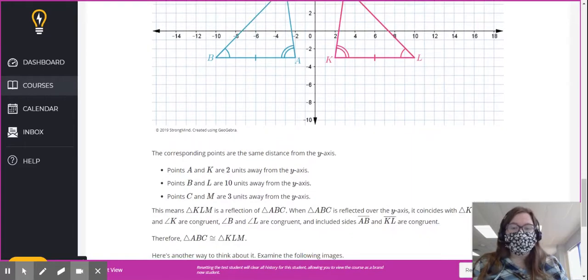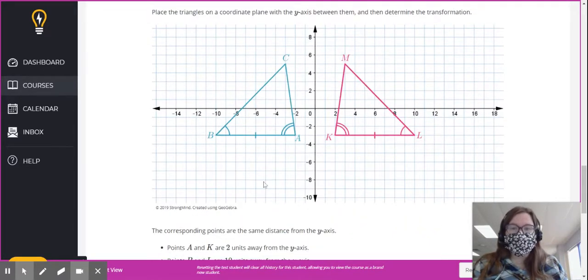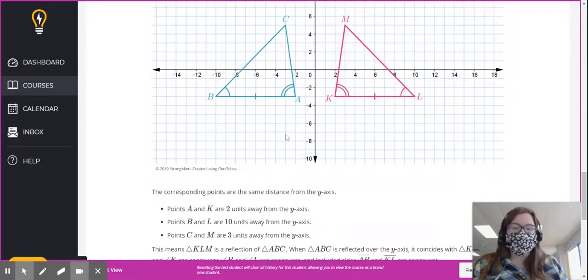So, they have examples of these things being a transformation. We reflected this across the y-axis to get it there. So you can see that B corresponds with L, angle A corresponds with angle K, and then AB corresponds with KL. So those are all the only necessary parts to show that they are congruent using angle side angle.